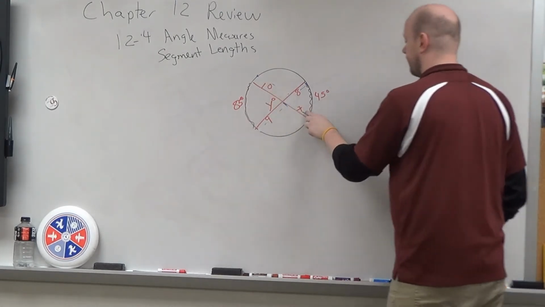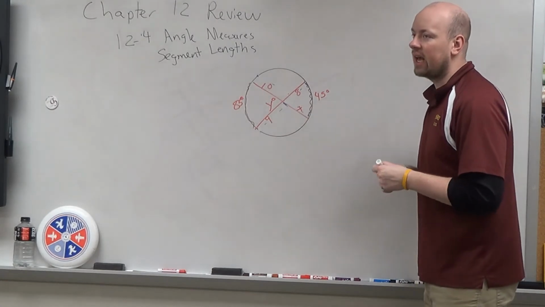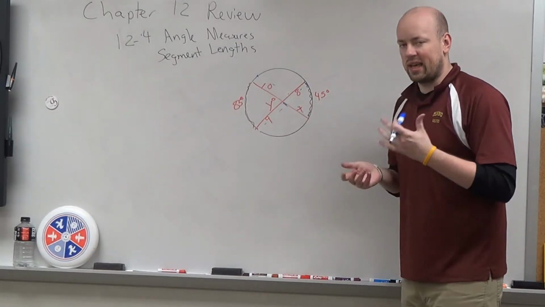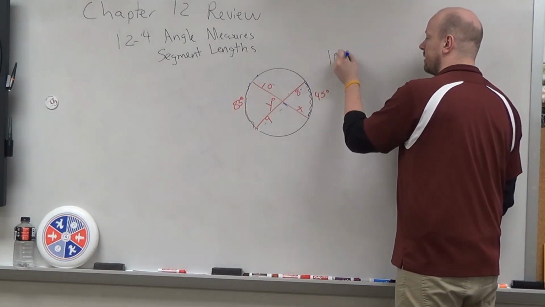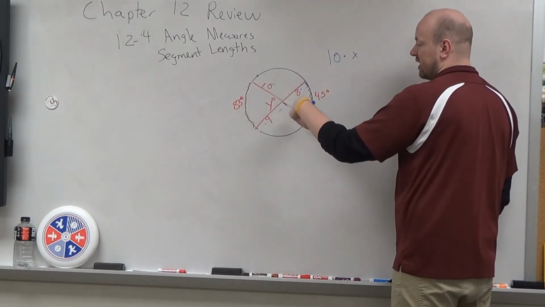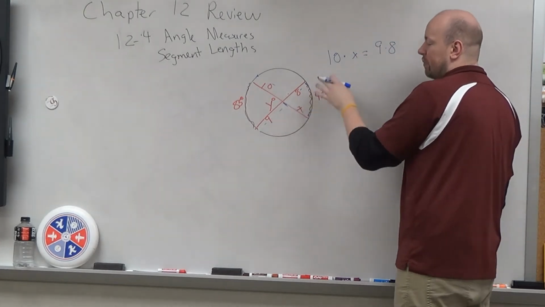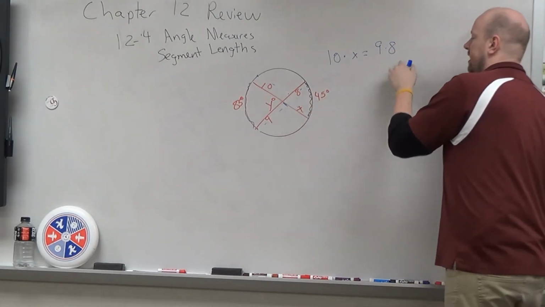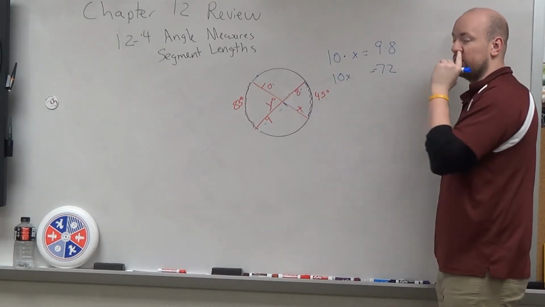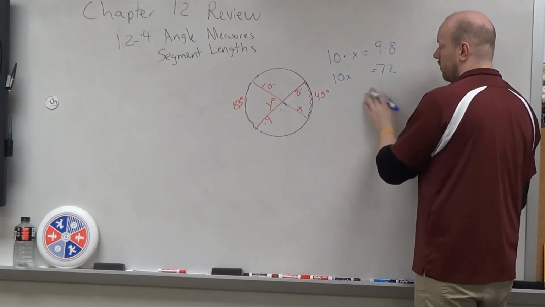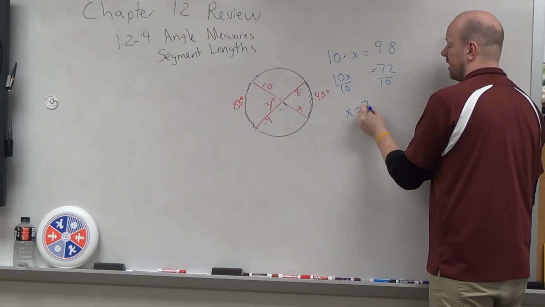So first with x, if my lines intersect on the inside, their products have to be the same. So I get 10 times x, because they're part of the same line segment, has to equal 9 times 8, because they're part of the same line segment. Well, 9 times 8 would be 72, so I get 10x equals 72. How do I get x by itself? Well, I would just divide by 10. So x equals 7.2.